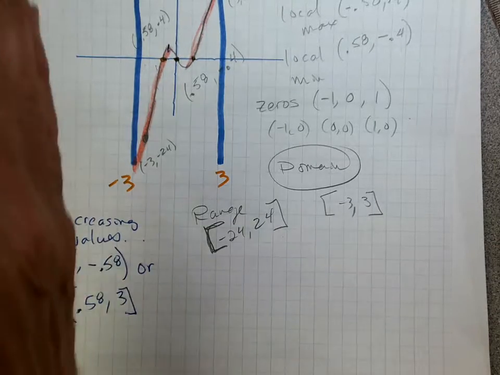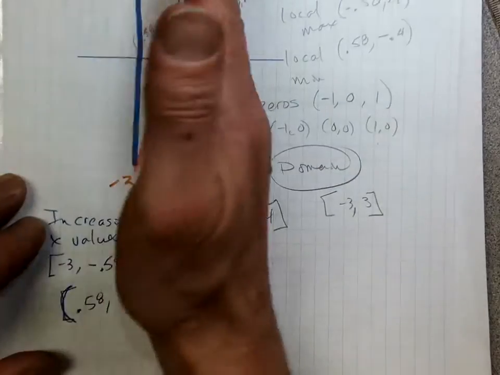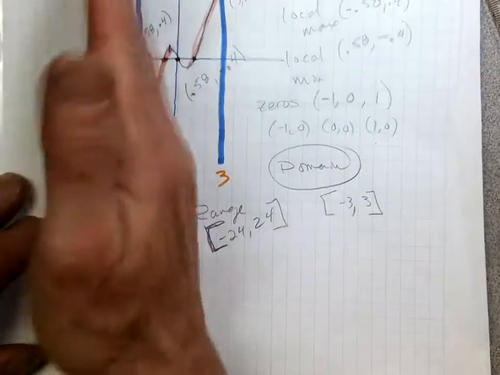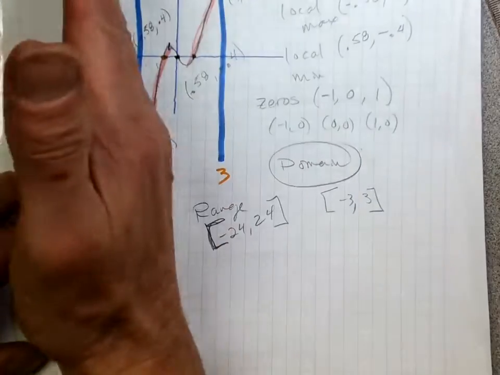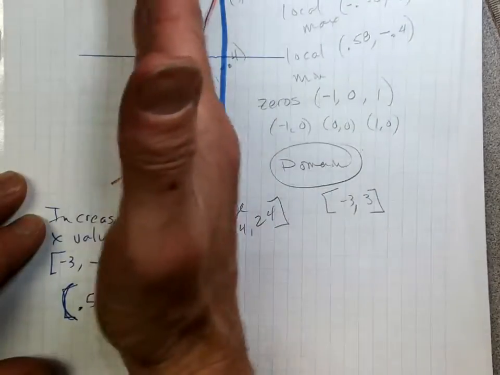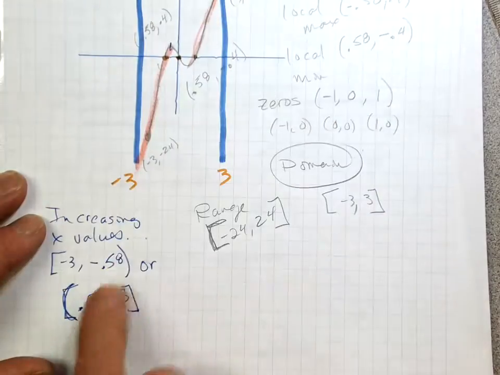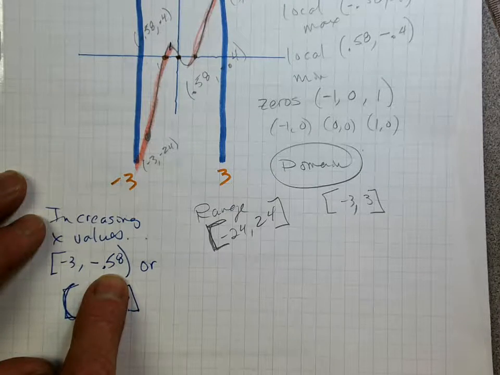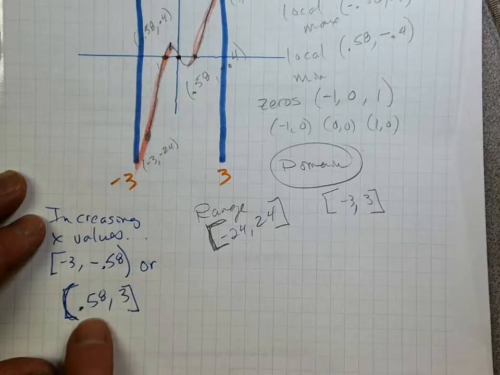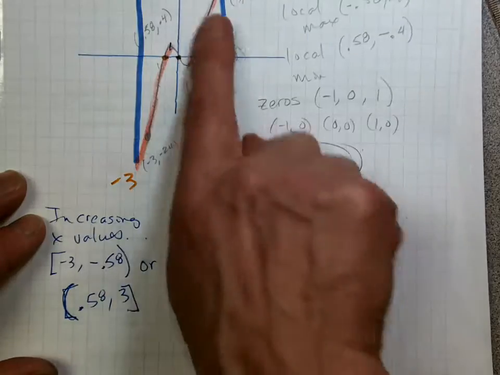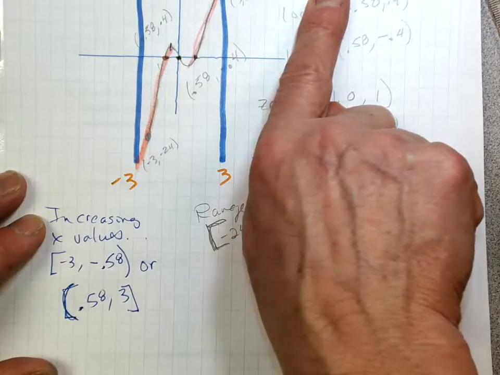So I'm just saying, from here to here it's going uphill. From here to here it's going uphill, right? What are the x values? As you slide over along the graph, it's going up. So when you go from negative 3 to negative 0.58, it's going uphill. As you go from 0.58 to 3, you're going uphill, right? You're increasing.